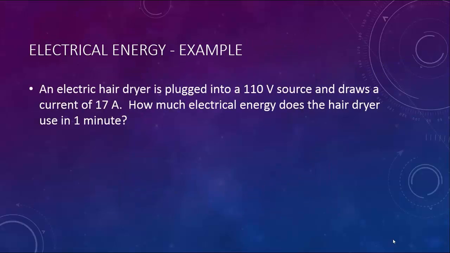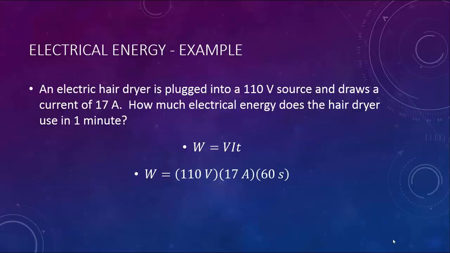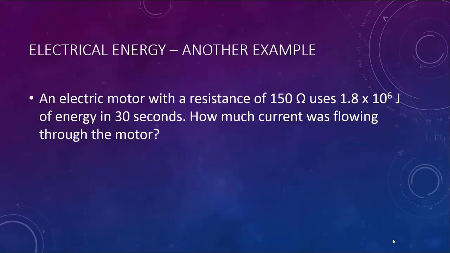An electric hairdryer is plugged into a 110 volt source and draws a current of 17 amps. How much electrical energy does the hairdryer use in 1 minute? If we made a list of givens, we would see that we know the voltage, the current, and the time. This means we should use the form of the equation W equals VIT. If we plug in our givens and multiply, we'll see that 112,200 joules of work is done when this hairdryer runs for 1 minute.